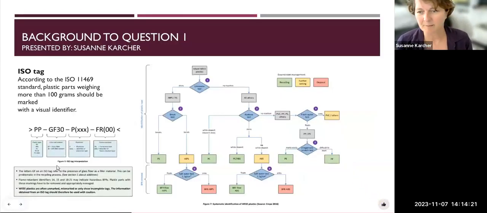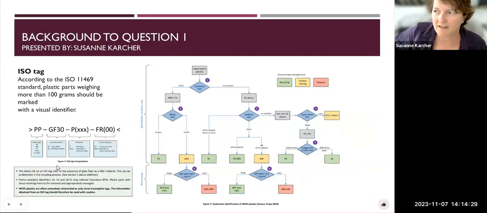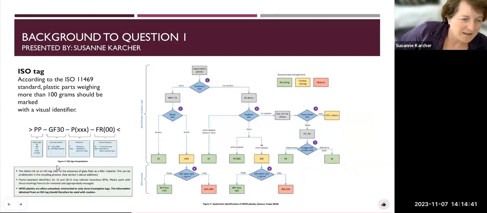And it is actually in principle quite easy. In an ideal world, we have something called an ISO tag, and there is an ISO standard 11469 that says that if anything weighs more than 100 grams as a plastic part, it needs to be marked with a visual identifier. In principle, this is clever because in that formula, with the first symbol you can see what type of plastic, then GF, what kind of additives, then whether it contains any form of plasticizers, and finally, what kind of flame retardants it contains. That will also give you the clue.